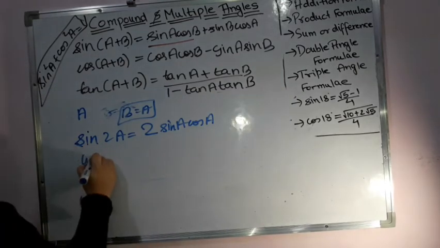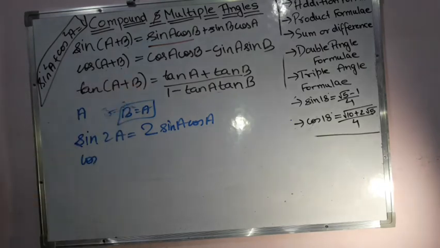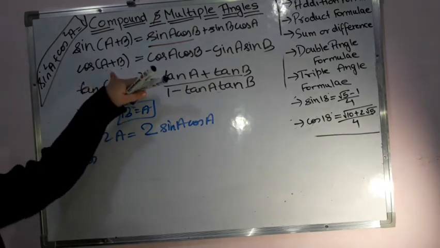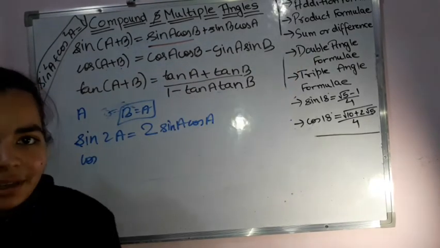Now if I see for cos, it means cos (A plus B), in place of B I can write A again. So cos of 2A is equal to cos A cos A minus sin A sin A.